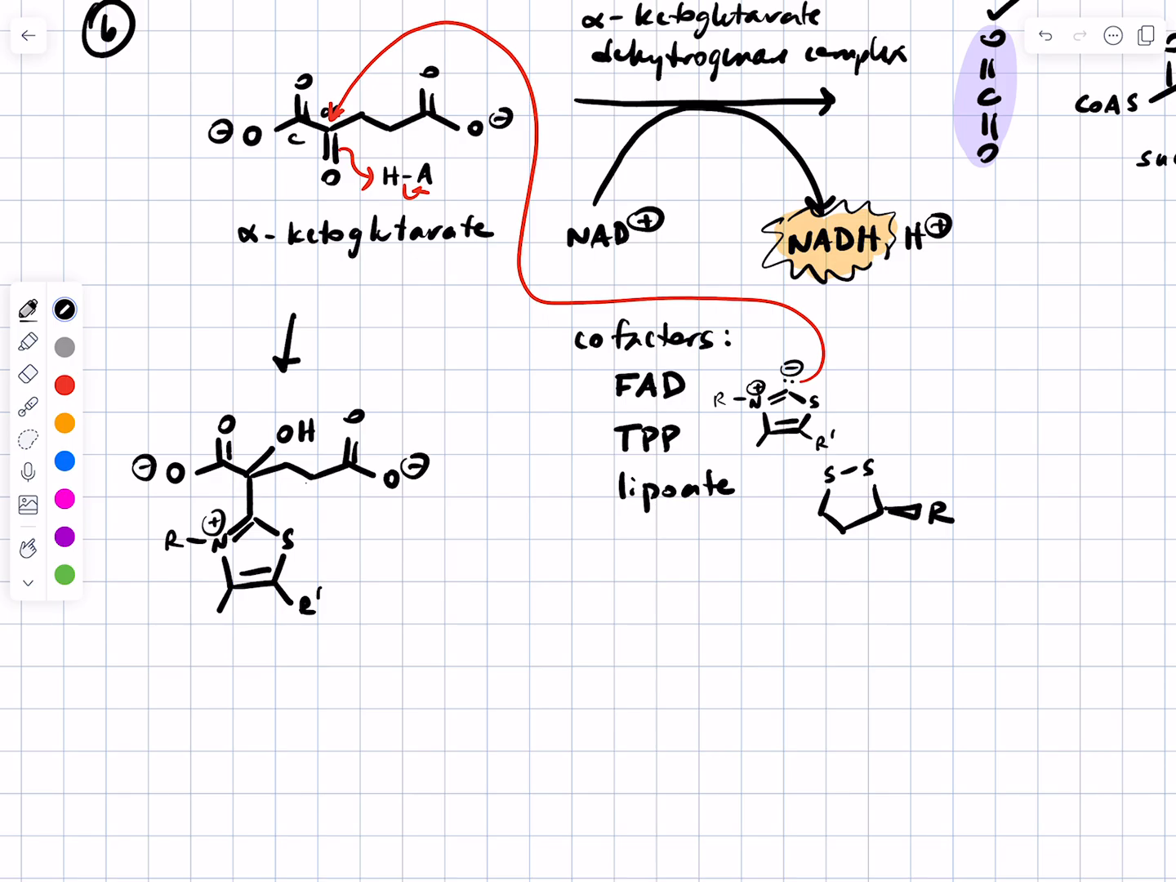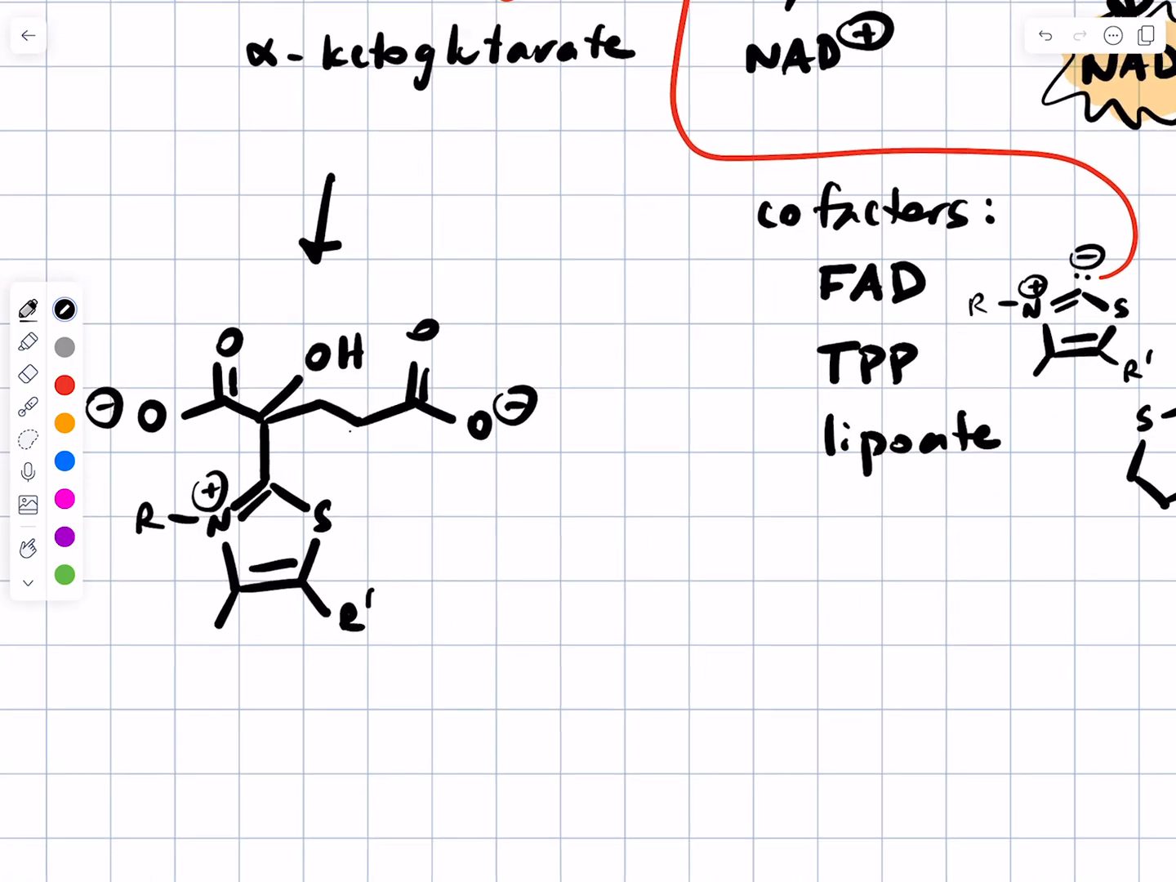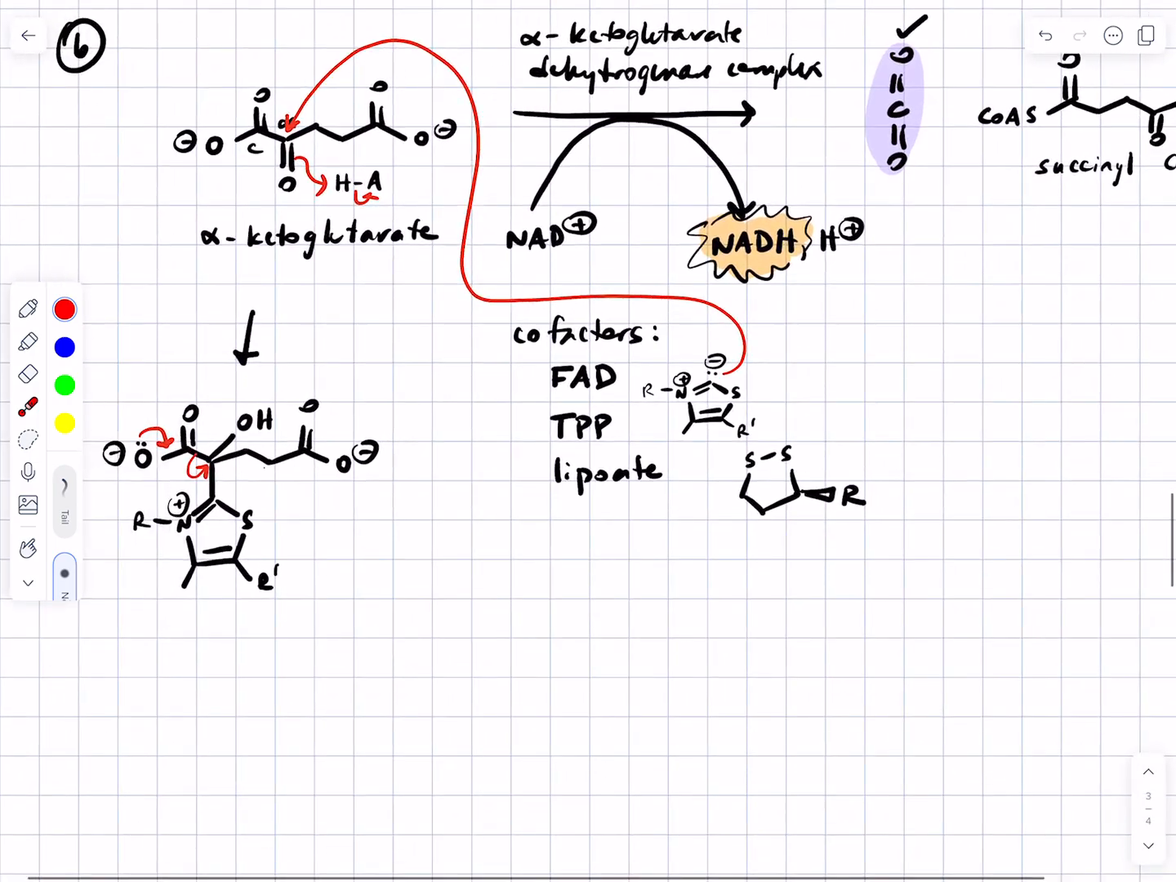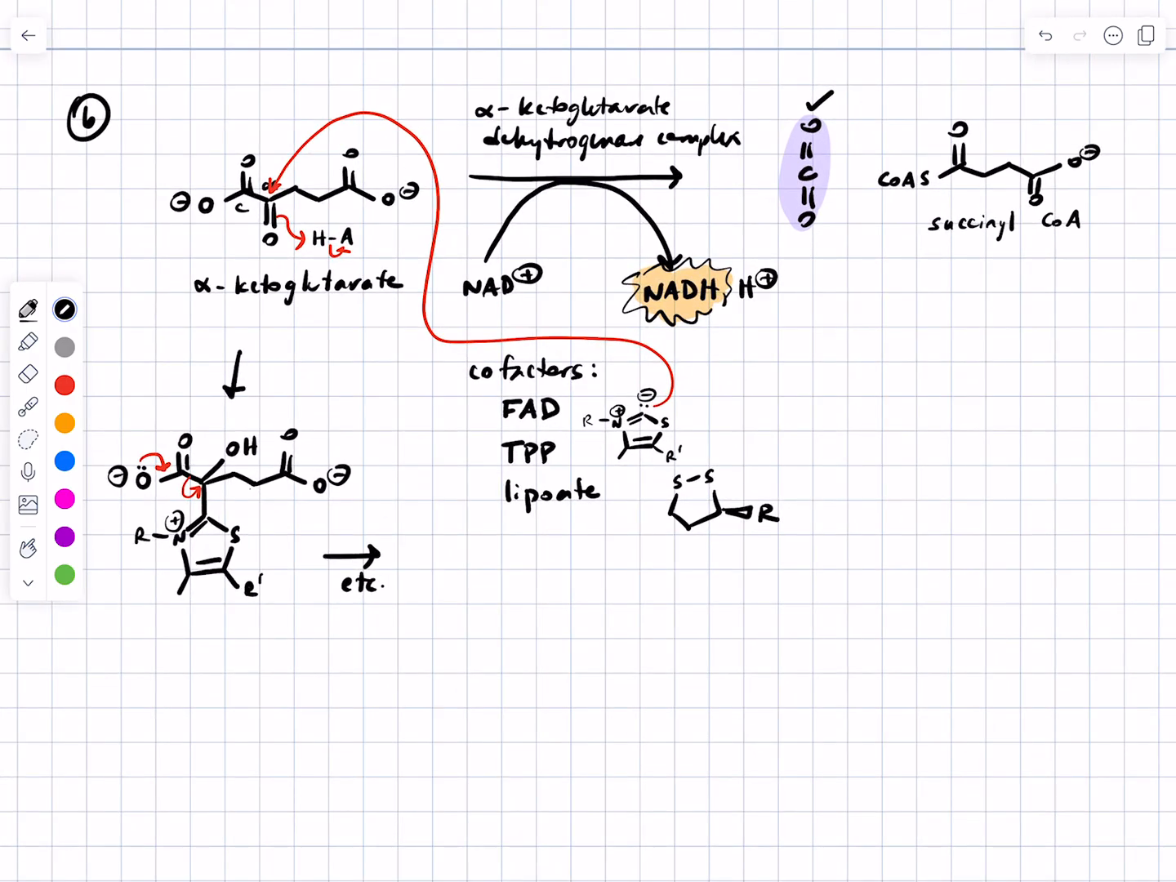I think I've got that right. And it's at that stage that we can do the decarboxylation, and the negative charge can go on this carbon where it would be stabilized by resonance. I'm just going to put etc., because you can see the arrows for that in what we talked about for the pyruvate dehydrogenase complex.